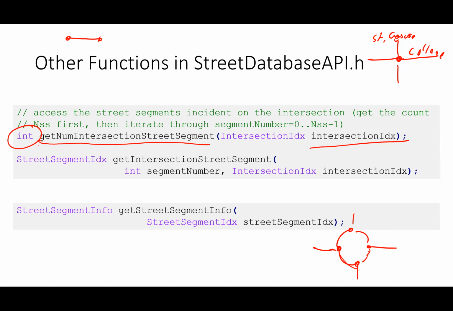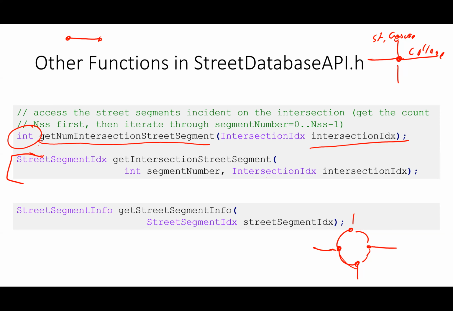And if you take one of those crazy roundabouts, London is one of the cities that we're going to test you on. In London, there are some pretty wild roundabouts with lots of stuff coming together, so you have more than this number of segments. But anyway, that's a good question. So this first one is just going to return a small integer. This second function goes with it. It says get intersection street segment.